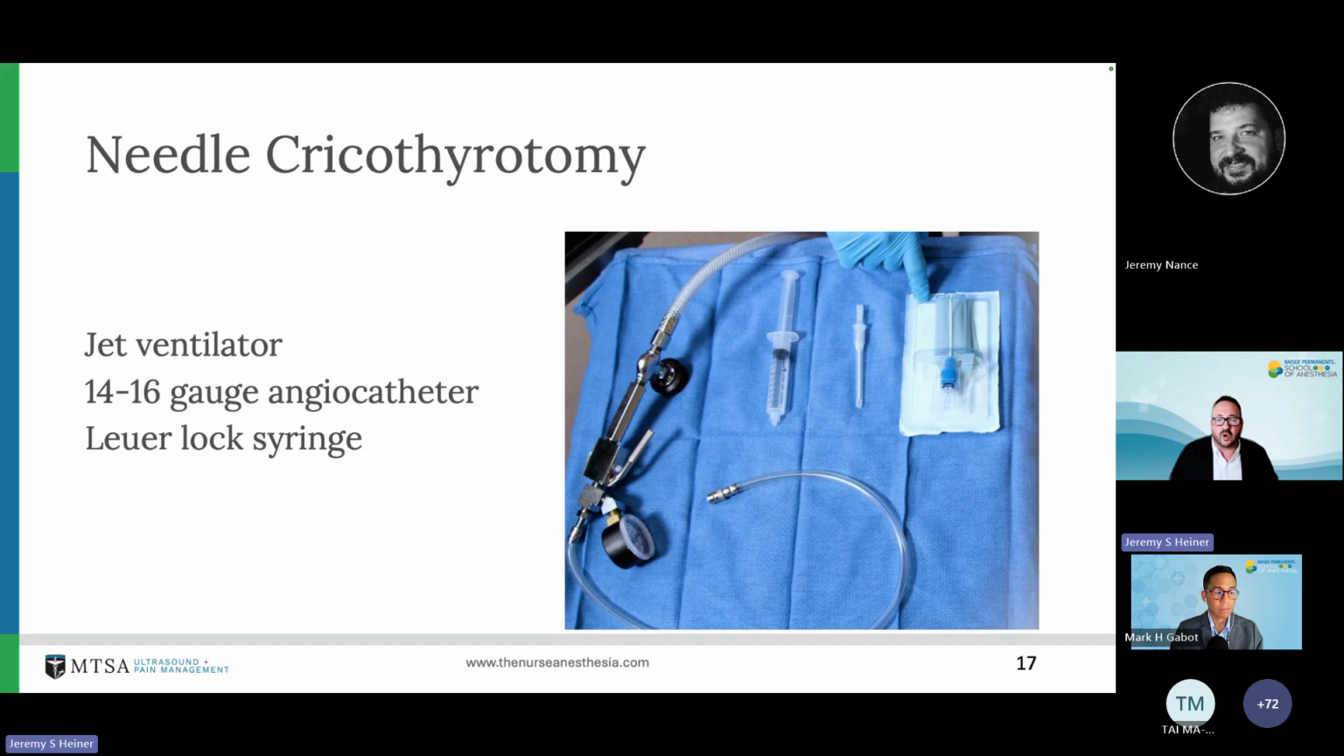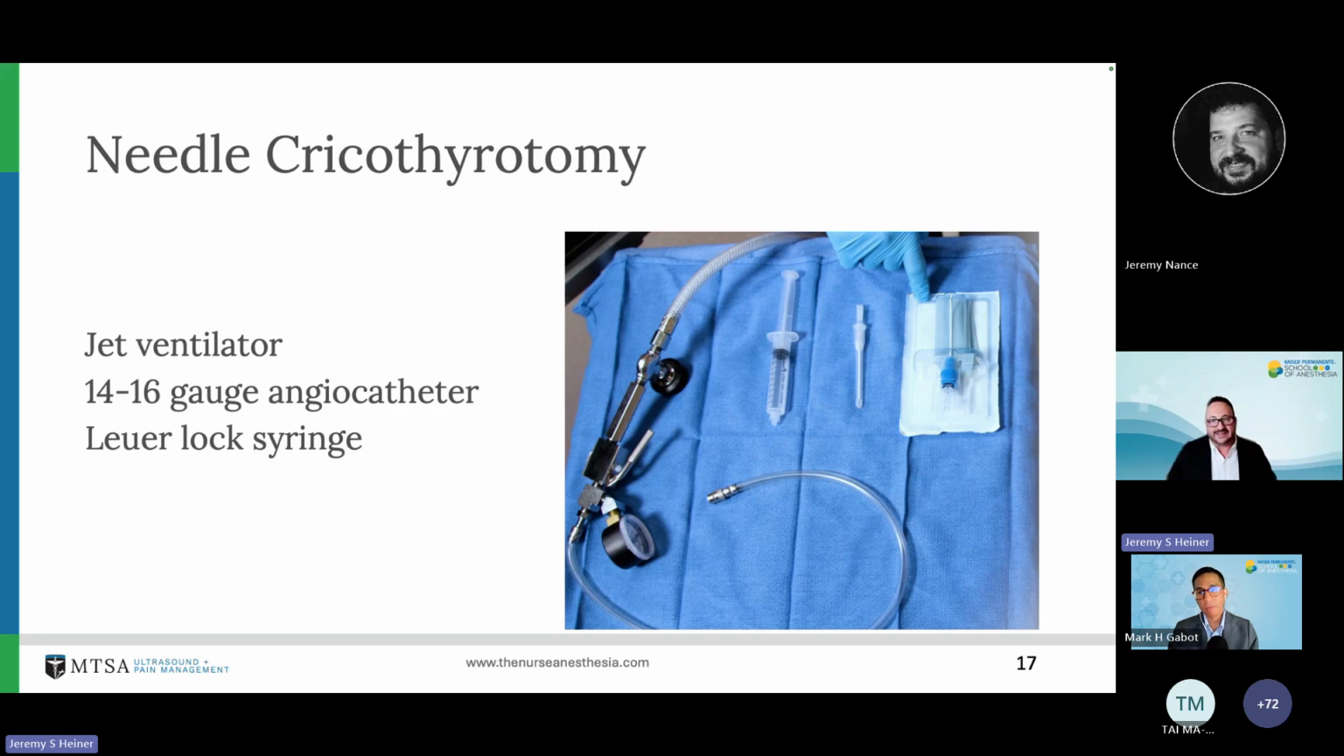The Cook emergency catheter is one. The Rusch needle is another. They're here in the image on the right. However, if you don't know where these needles are at, then you're likely going to go with an angiocatheter because, as I mentioned, they're the most accessible.